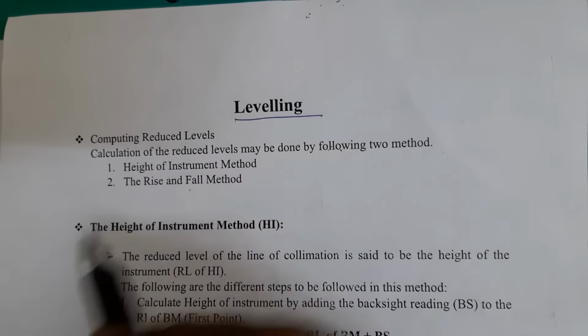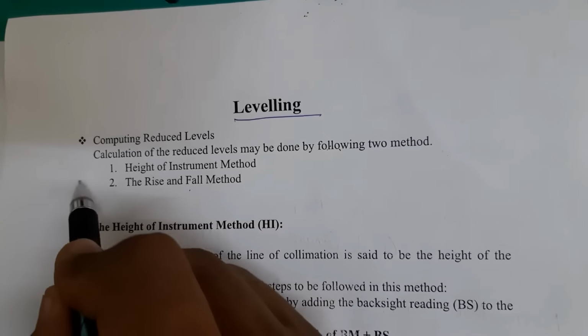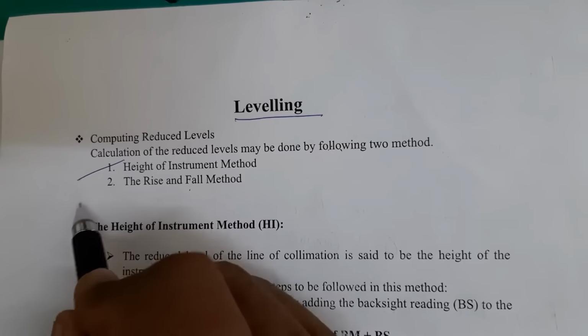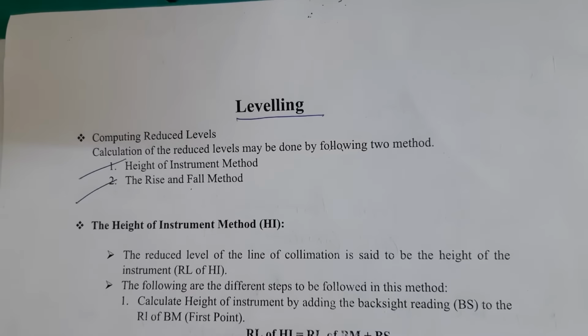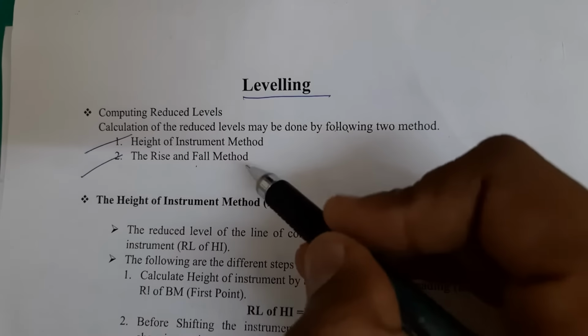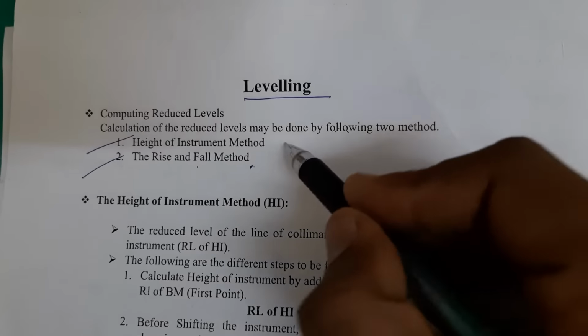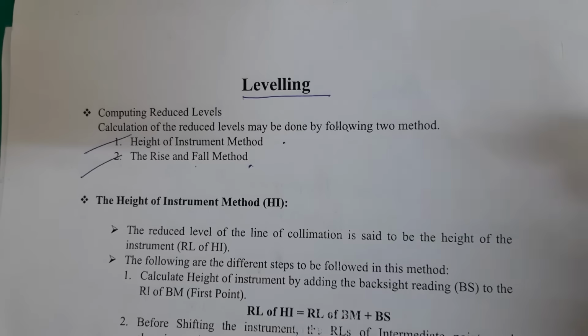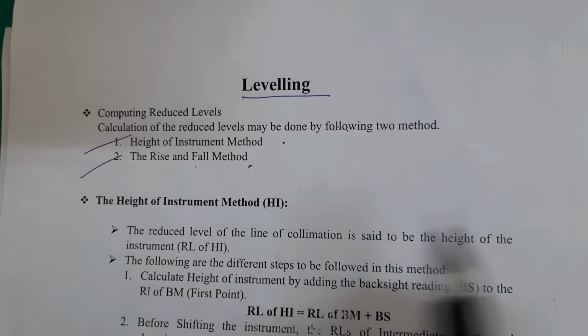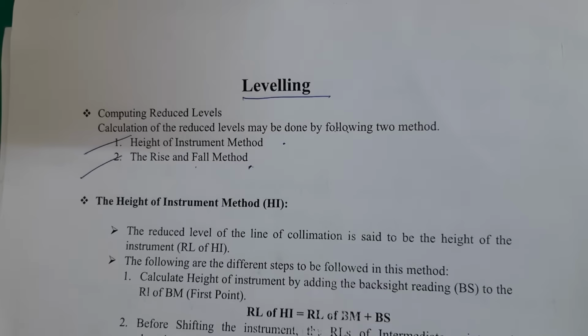So for computing reduced level, there are two methods for leveling. The first one is the height of instrument method and the second one is the rise and fall method. In both methods, we find the reduced level of a relative point at certain intervals. For the height of instrument method, first we measure the RL of HI, meaning height of instrument, using a benchmark.